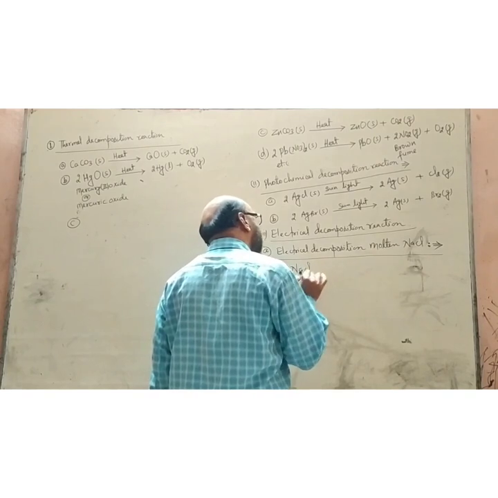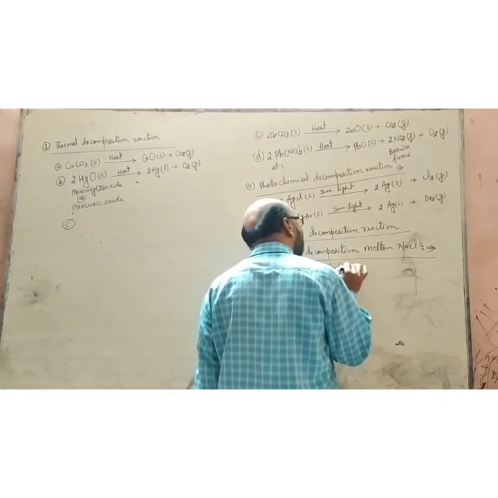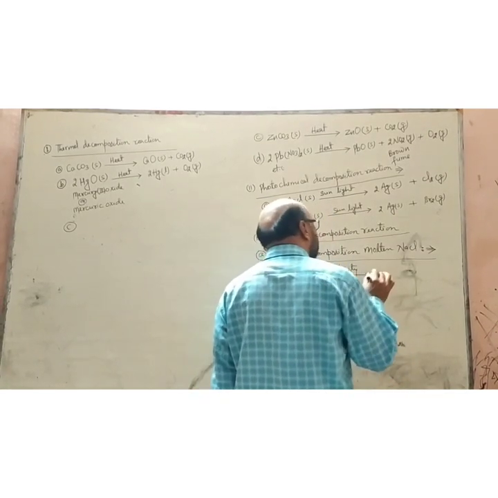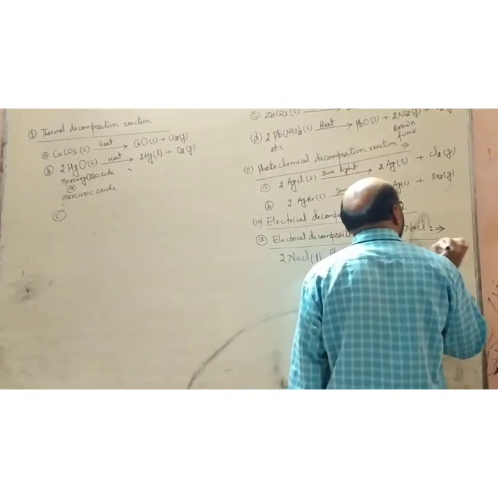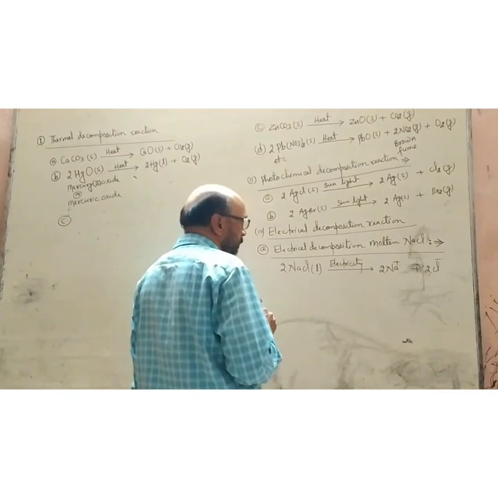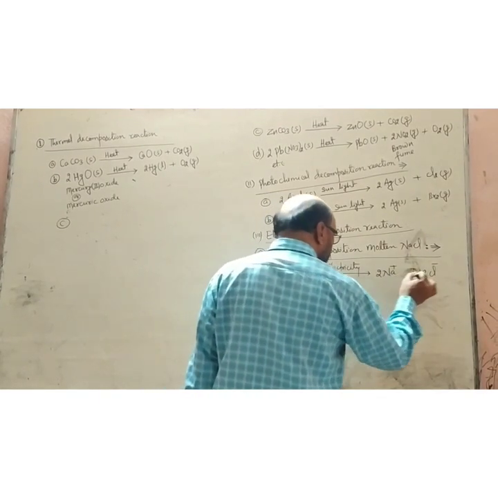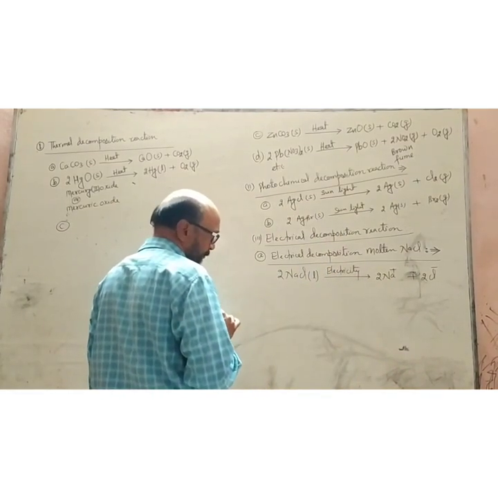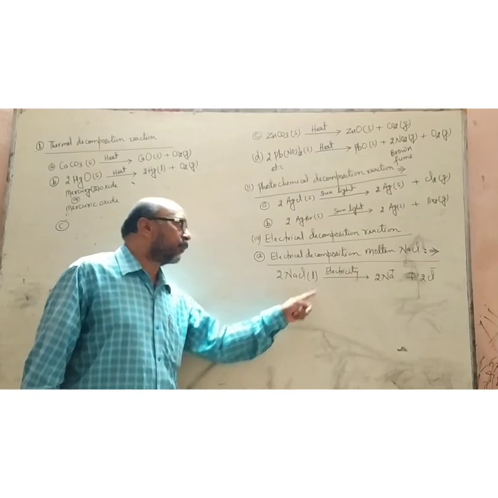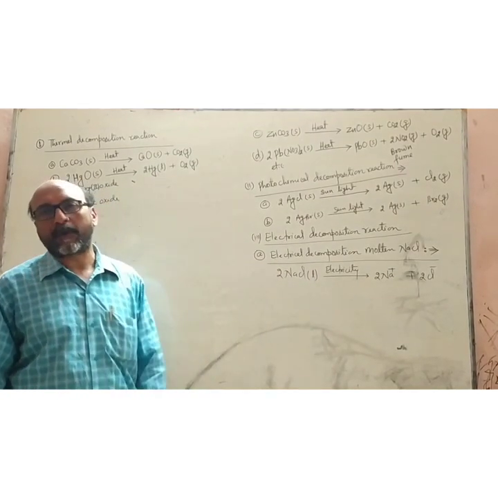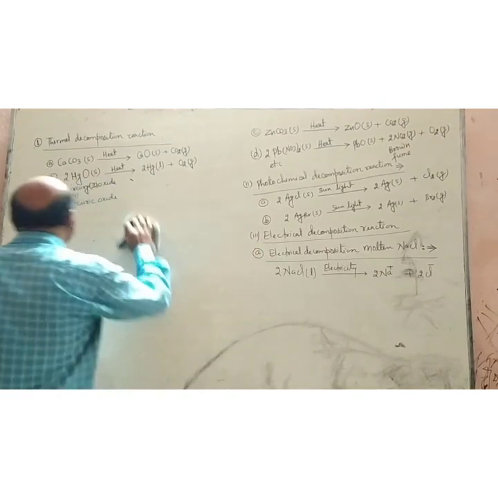Now, when electric current is passed into the liquid sodium chloride, it decomposes into sodium ion and chloride ion. The sodium chloride decomposed into sodium cation and chloride anion, and the system in which the electrolysis or electrolytic decomposition of sodium chloride is carried out is called electrolytic cell. What happens in electrolytic cell?